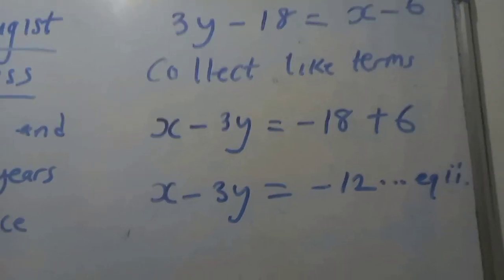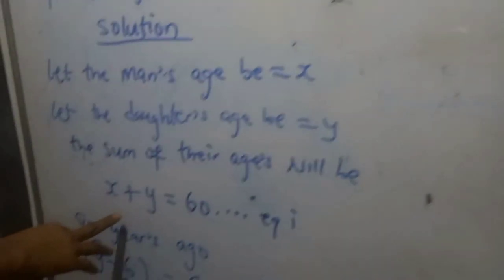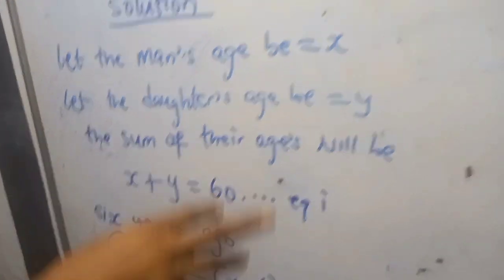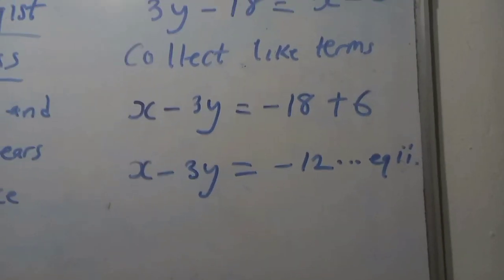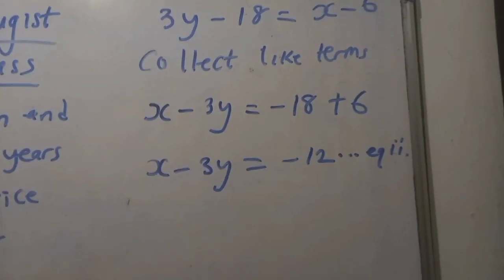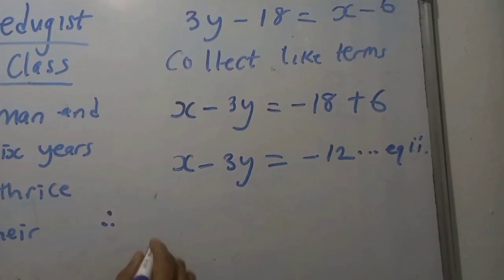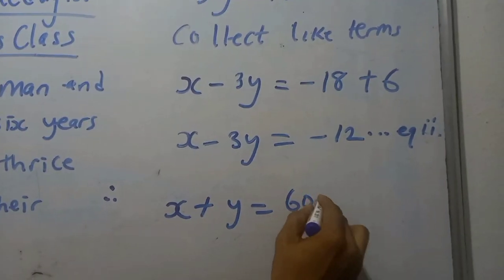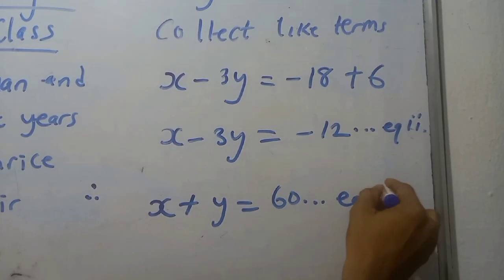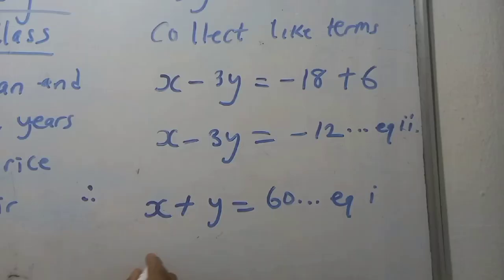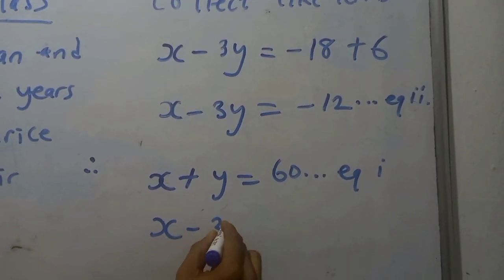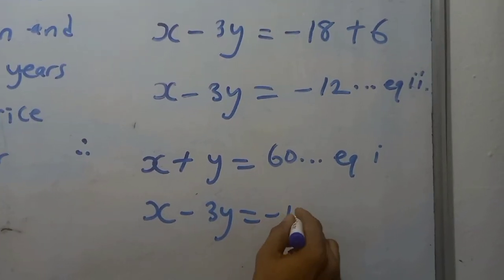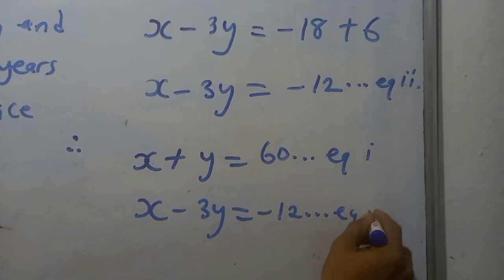Now we have gotten our equation 1 and equation 2, so we have gotten the two. Therefore, let me arrange them now. x plus y equals 60, which is our equation 1. Remember this one. Then x minus 3y equals minus 12, equation 2.